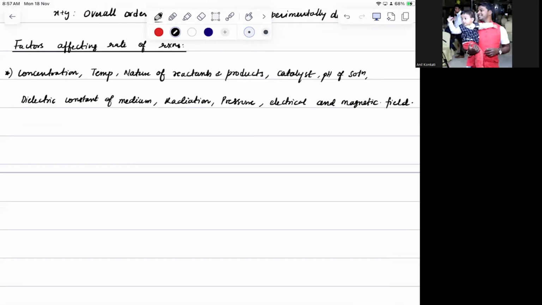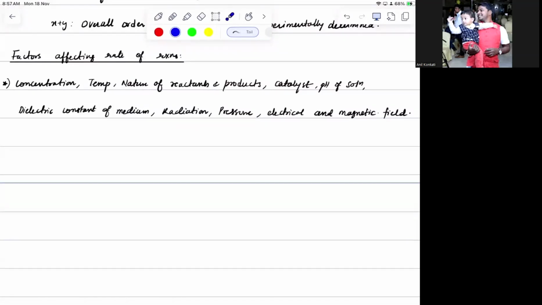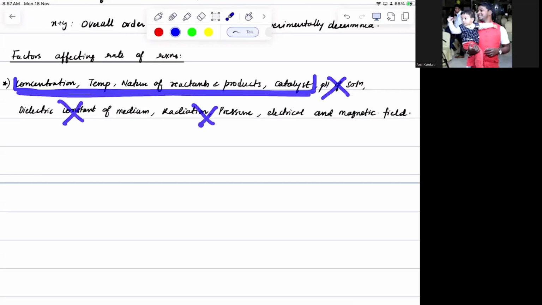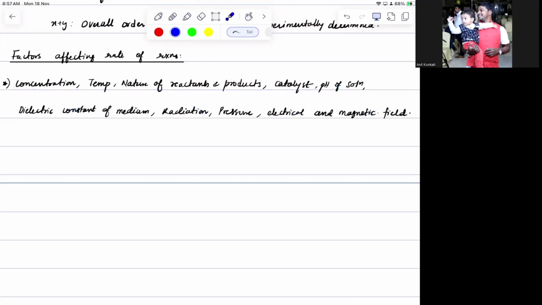In our cases, generally this is all the dependency. But while solving the questions, we expect only the first four things to be influencing the rate. The rest of them, we always try to keep constant. We are not changing these kinds of parameters. Sir, how does dielectric constant of the medium affect the rate? Dielectric constant of medium? Okay.